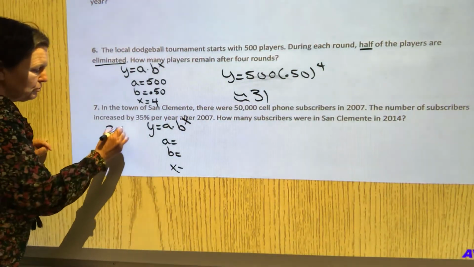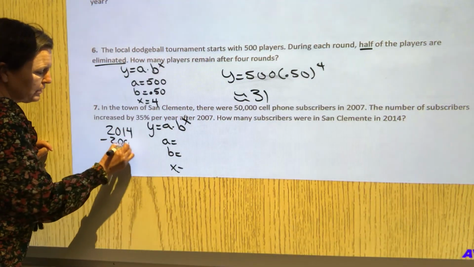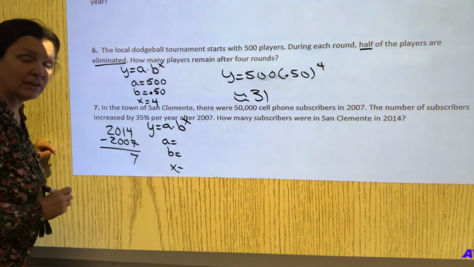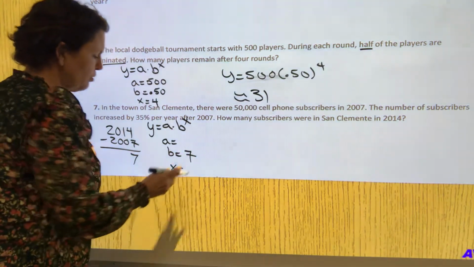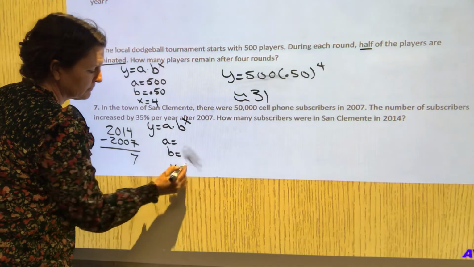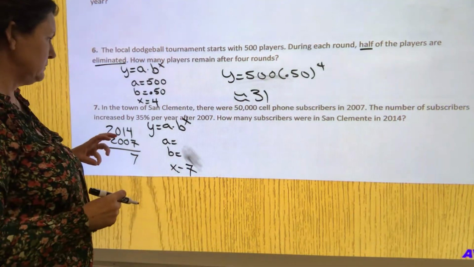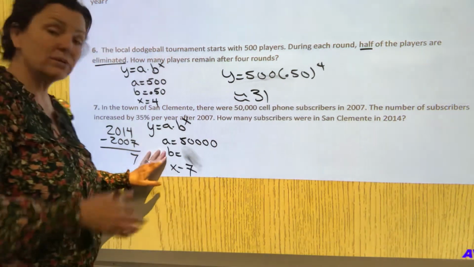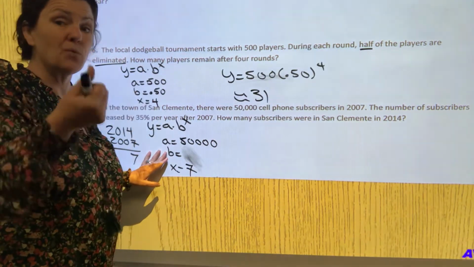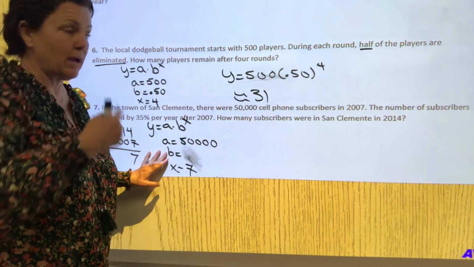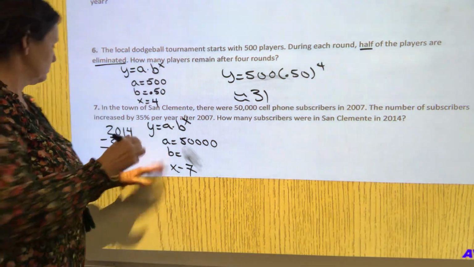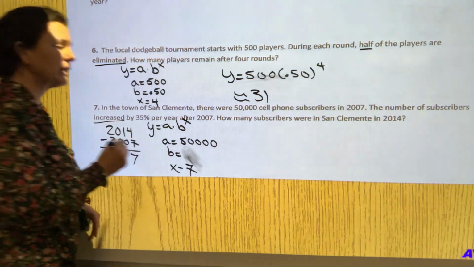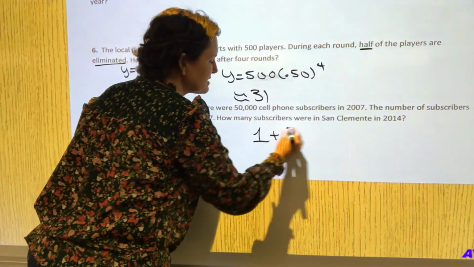So 2014 minus 2007, that's 7 years, right? So 7 years. Oh, shenanigans. 7 years. We started with 50,000. And now we need to know, is this on the increase or the decrease? And what word said that to you? What word kind of gave you that feeling? You're like, well, Captain Obvious, Miss Miller, it was the word increase. So we know it's 1 plus a smidge.